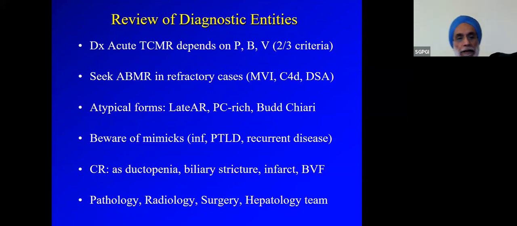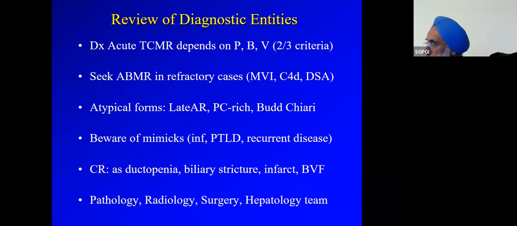So let me just review my talk. The diagnostic entities that you can identify in a biopsy are acute T cell rejection, which depends on portal, ductular, venular inflammation. Preferably 2 out of 3 criteria should be satisfied. For antibody rejection, you need microvascular inflammation, C4D, and DSA.